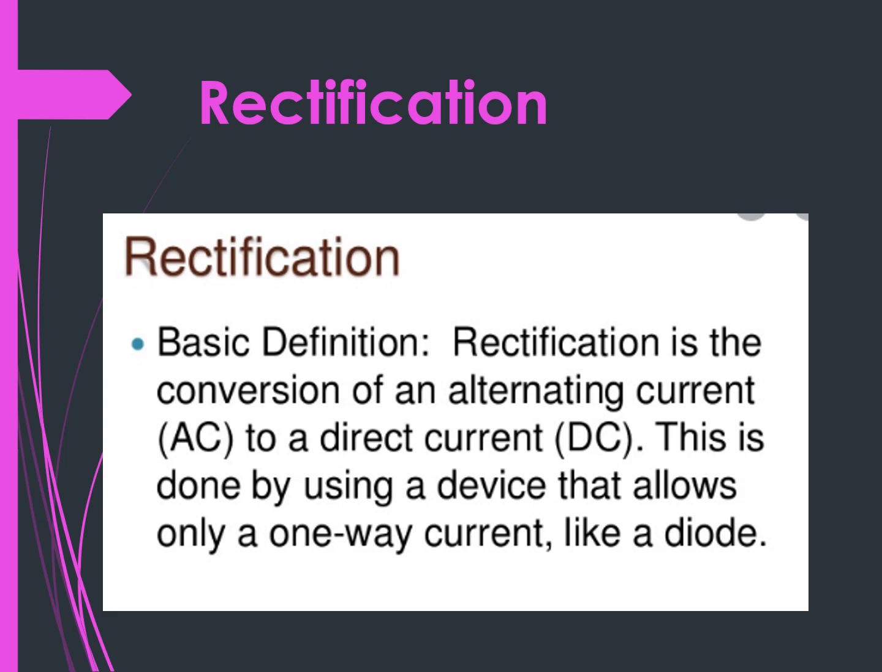Rectification: the process of converting alternating current or voltage into direct current or voltage is called rectification, and the device is called a rectifier. A PN junction or a diode can act as a rectifier because it allows the current in one direction. So a diode can be used as a rectifier.